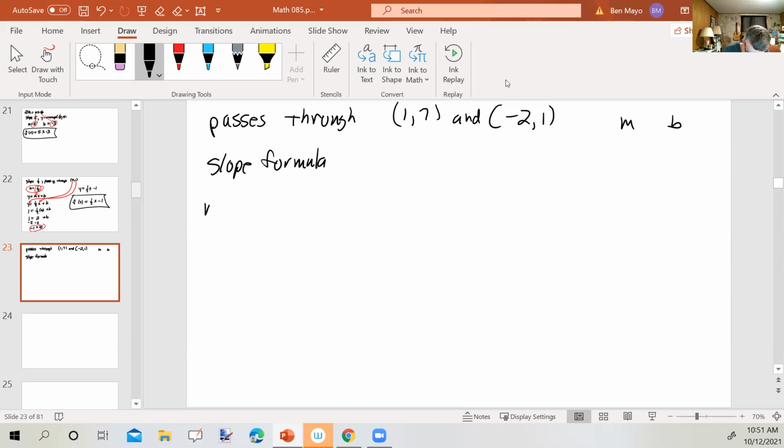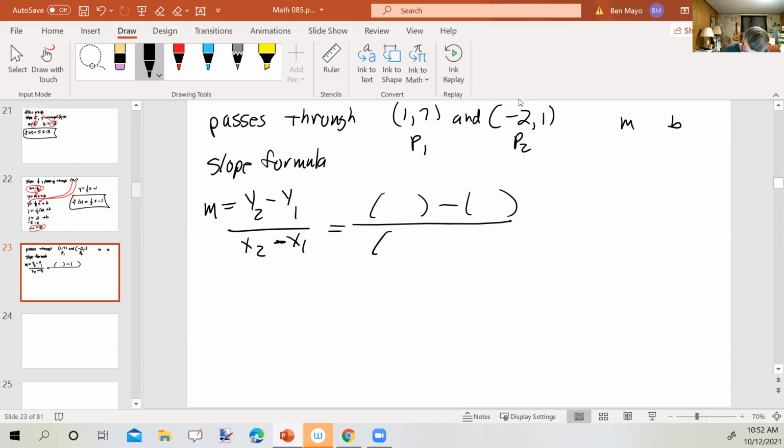The slope formula says m equals y sub 2 minus y sub 1 over x sub 2 minus x sub 1. Now, the subs are subscripts, so y sub 2 refers to the y value in point 2. Y sub 1 refers to the y value in point 1. X sub 2, the x value in point 2, x sub 1, the x value in point 1. So I'm going to call my first point, point 1, and my second point, point 2. Then I'm going to fill in the numbers here.